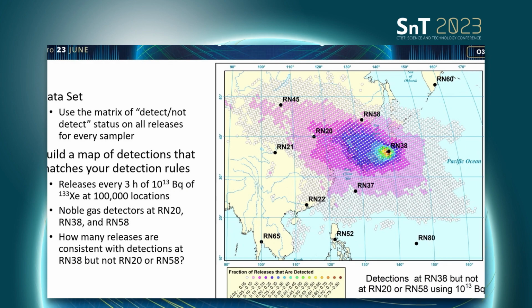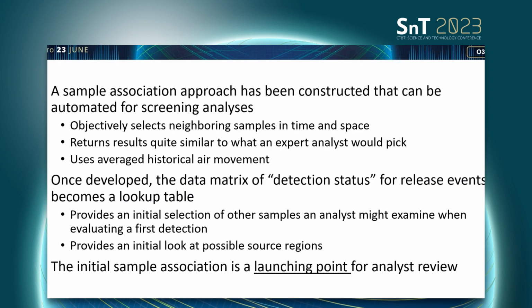The point here is that this kind of probabilistically builds a wall between RN58 and RN20, and it's very difficult for any source to have been upwind to the northwest of that location. So these are examples of things we can just directly use the affinity calculations for.